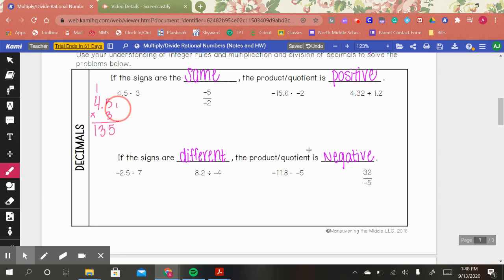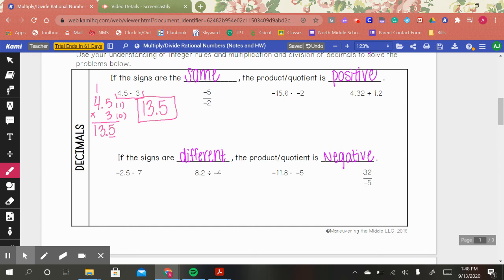I have one place after my decimal, no places after my decimal, and so I just need one place and then my decimal. So my answer here is 13 and 5 tenths. They are same signs, so my answer is positive, and I'm going to go ahead and put a box around my answer. All right, let's look at the next one.